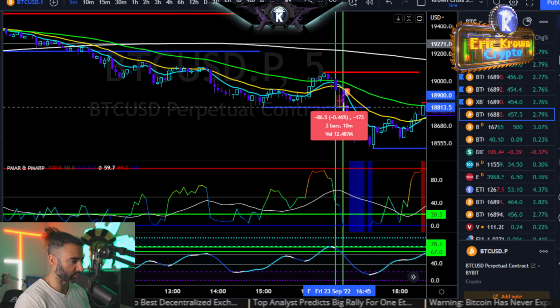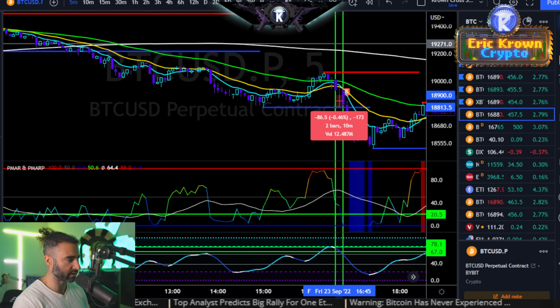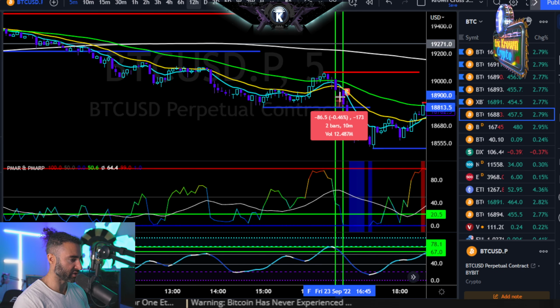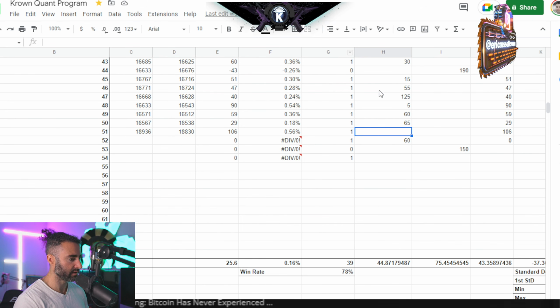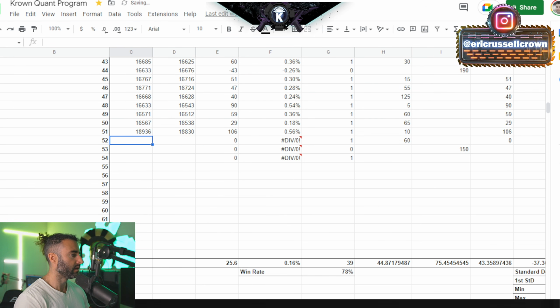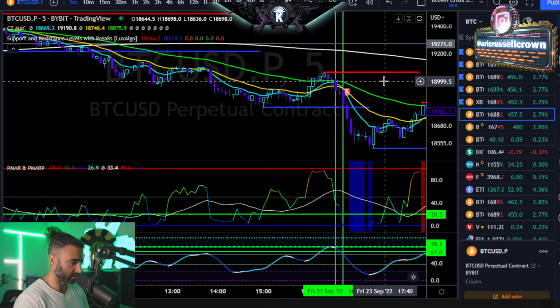I guess this time was slightly more volatile. Of course, when Bitcoin's trading at 30,000, 40,000, 50,000, these numbers are going to naturally be much bigger. Then I measure the time, 10 minutes, put that into the winners category because this is a win. Boom, there we go. Lovely. Let's move on to the next one.